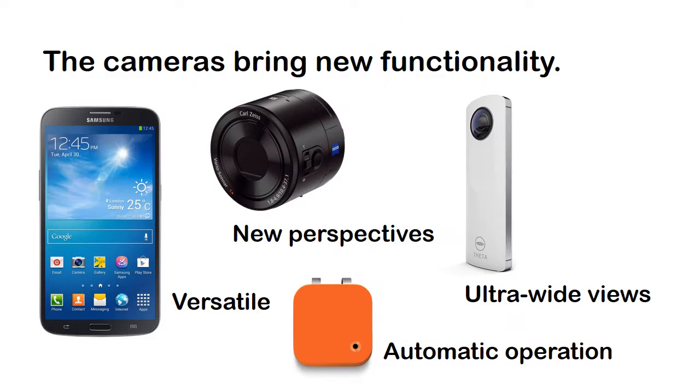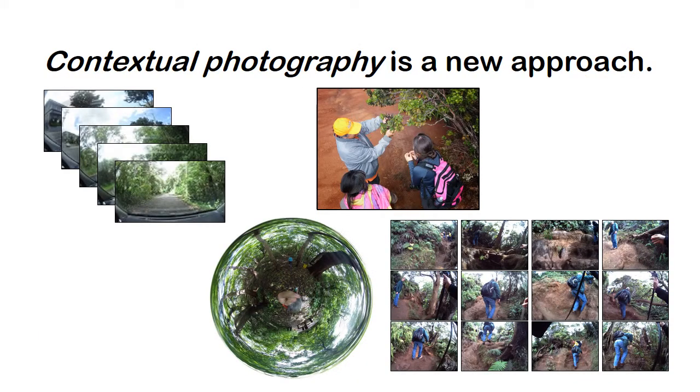Consider all of the cameras together. They bring a new kind of functionality to the task of documenting our research. Together, these cameras provide the technology for what I call contextual photography. Contextual photography uses many more photographs than we've been using in our research. In general, the new camera technology increases both the number and the diversity of our photos.